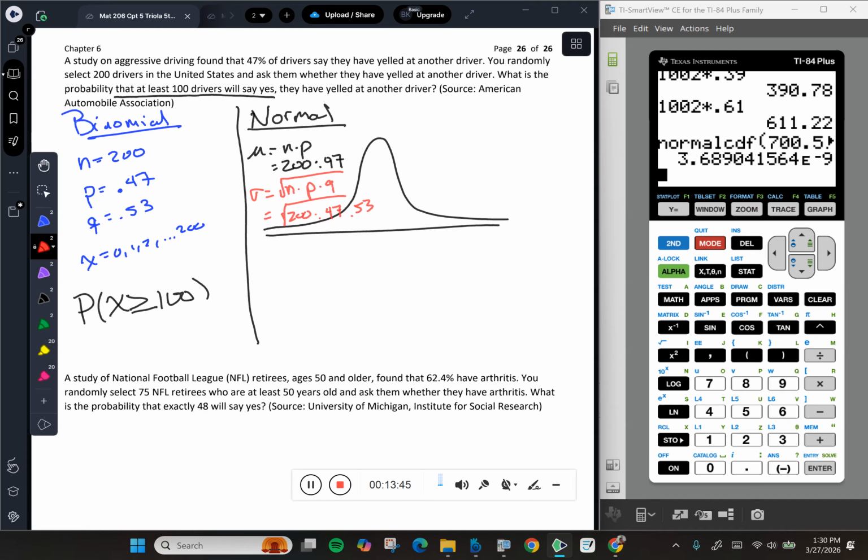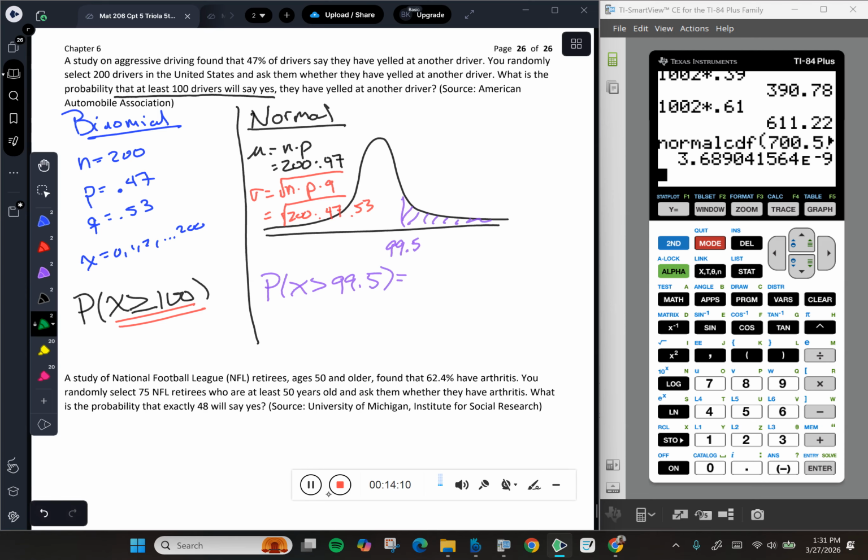Okay? This 100 is a lower limit, so that's going to be 99.5 or higher for our interval. So we're going to find the probability that X is greater than 99.5. Okay? Now, one thing I didn't do is I didn't do the check.